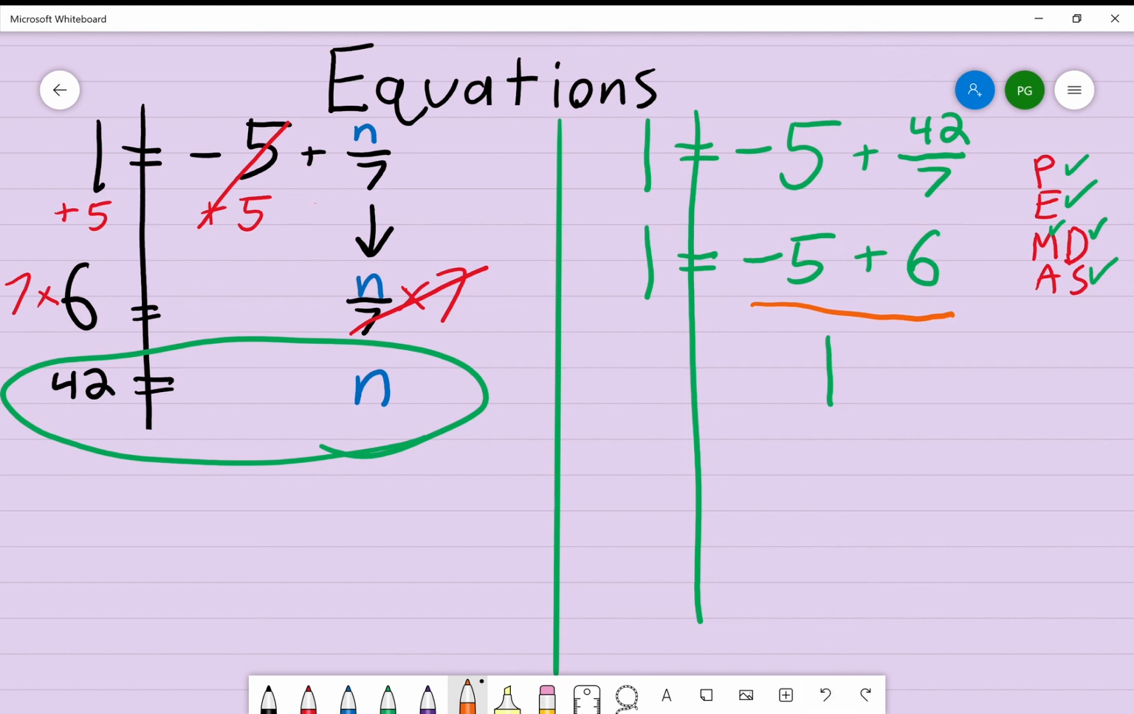And now, let's just double check. The answer that you got on the right was 1. And the answer on the left is also 1. These two equal out. You are correct. You're done.